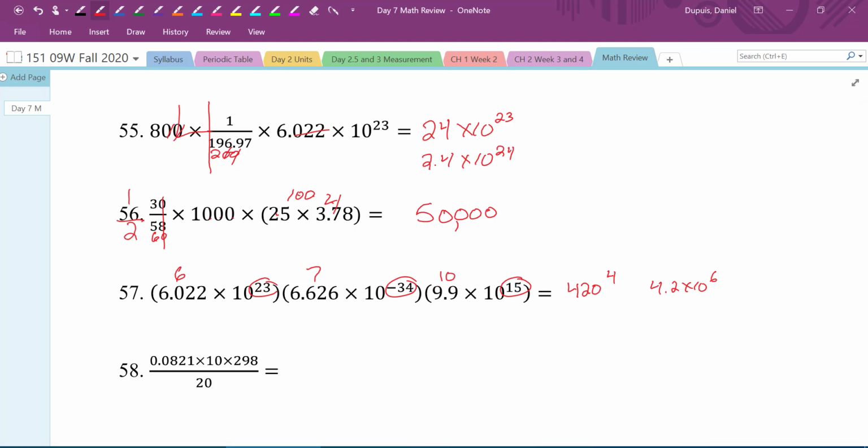58. So this 0.08, I would just call that 0.1. 10. So 0.1 times 10 is just 1. And that's 300 over 20, which is 30 over 2. So I'd say that's 15. And so again, it's about 15. If my answer is anywhere from 10 to 20, I'm happy. I'm like, yep, that looks like it's about 15. I think the answer is around 12. Could be wrong, I don't remember. But that's close. That's great.